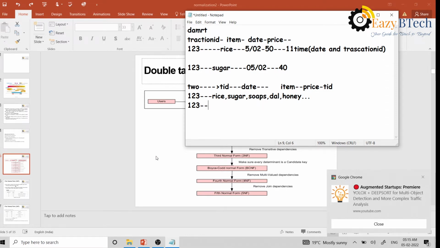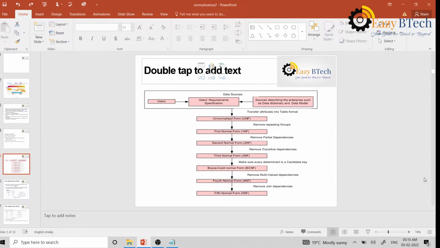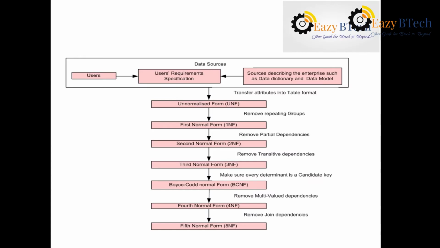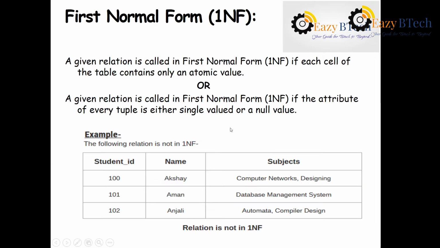The first normal form is nothing but each and every table consists of only atomic values. Atomic value means each row has only a single value. This transaction is repeating more than one value. That's why, to overcome this, we divide into two tables. How do we divide it? Transaction ID and date is one table, one relationship, and item, price, and transaction ID is the other table. If we create it like this, this is called first normal form. Then we go on to the second normal form.